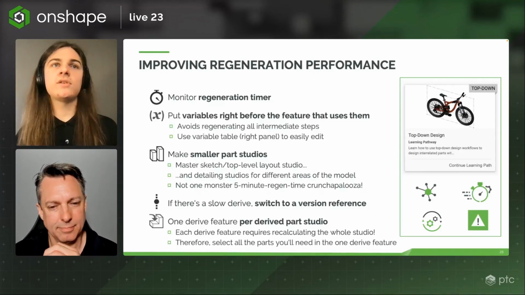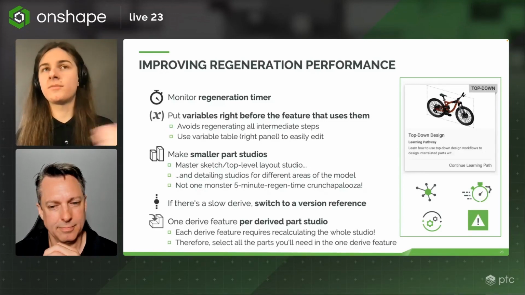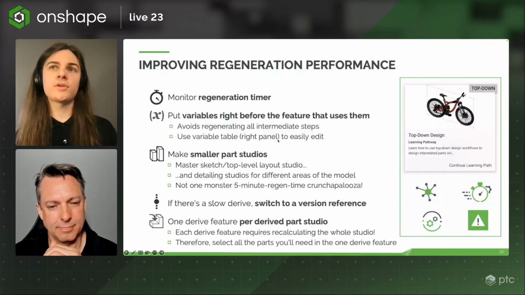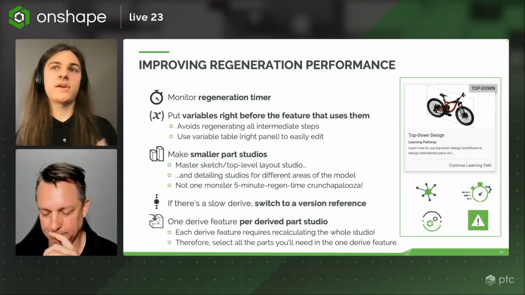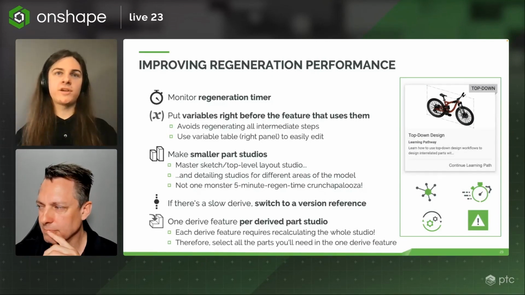So what you can do instead is use the variable table on the right side to edit variables, and instead position the variables close to where they are used, and that'll accelerate your regeneration. Additionally, make your Part Studio smaller. There's a great top-down design course in the Onshape Learning Center, which discusses this more, about how to use top-down sketches that are inserted into Part Studios and then used to actually model stuff. That allows Onshape to parallelize the regeneration.